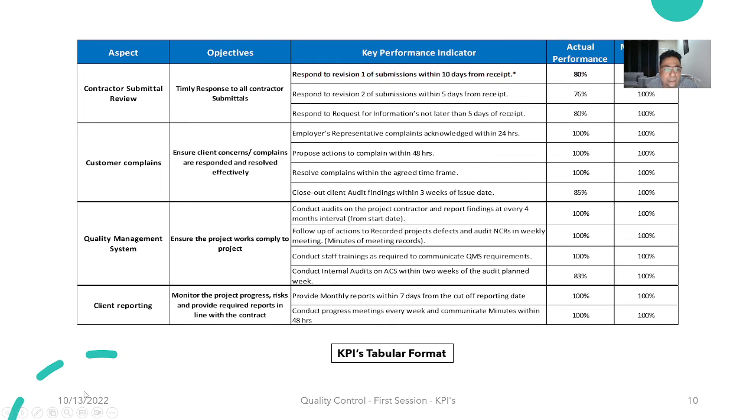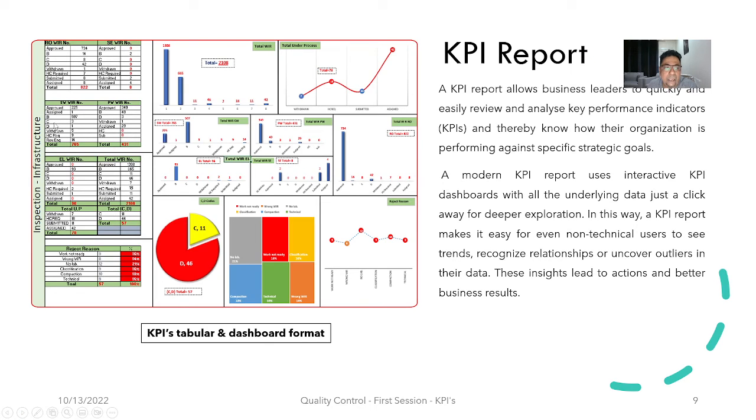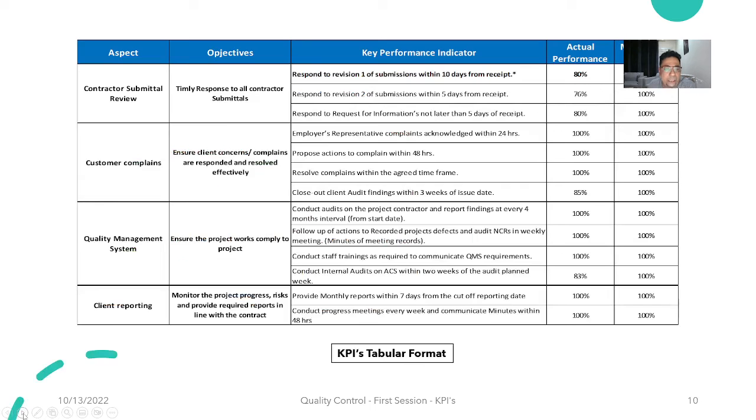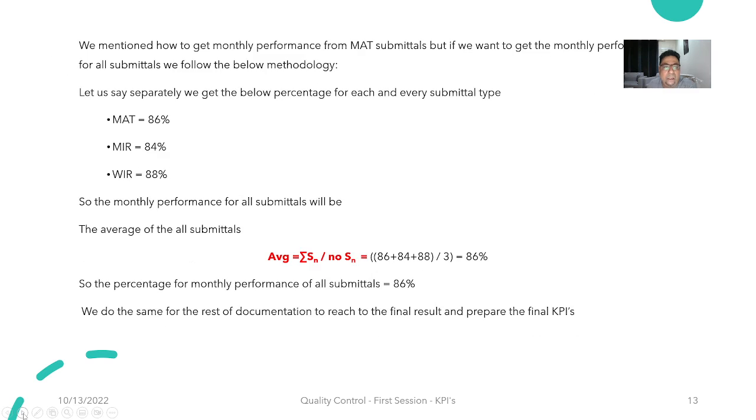For example, in this report here, as I said before, it's the KPI in a tabular and dashboard format. Here we have a tabular format of KPIs, and here we have the dashboard, which illustrates all the things that we need to mention in our report: the number of the rejected submittals, the number of the approved submittals, the overall percentage of all the submittals that we have within this report.